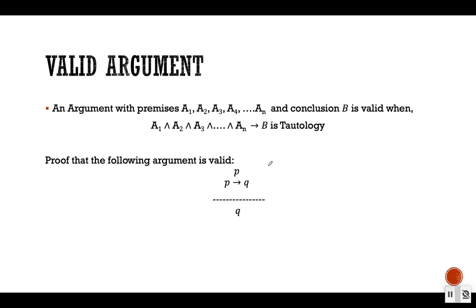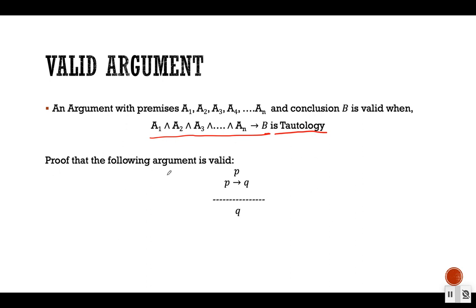Another way to find out a valid argument is that it's actually the same case, but we can find a theorem that an argument with premises or hypotheses A1 to An and conclusion B is valid when this one is a tautology. So given all the arguments are true, implies B has to be always true. If we find a truth table where this statement is always true for all combinations of our statements, then we'll know that this one is a valid argument.